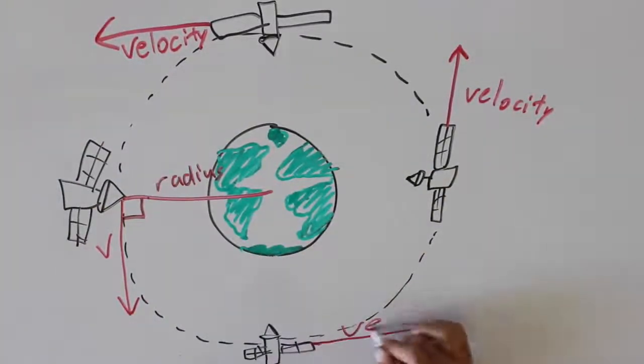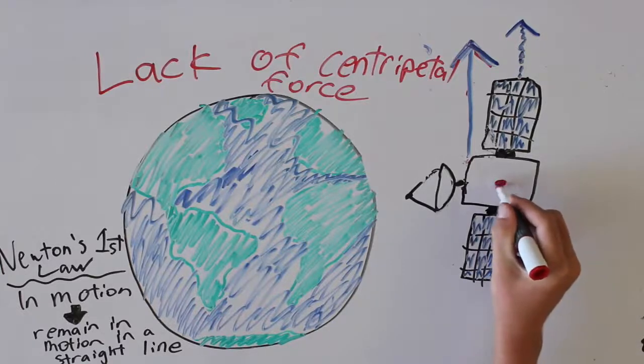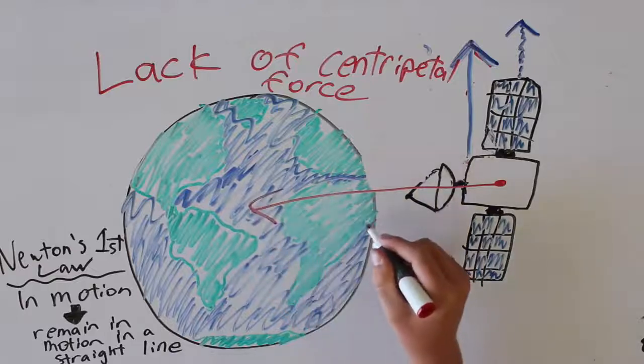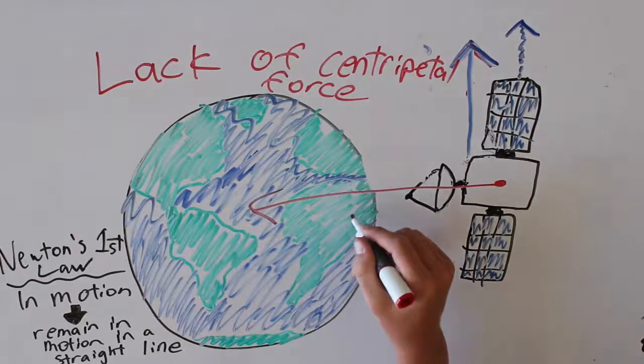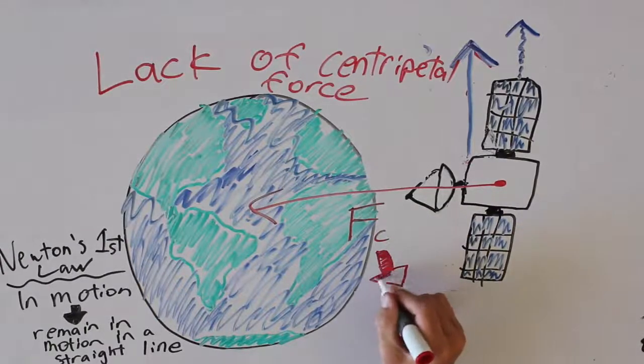The only reason the satellite, and any object in uniform circular motion for that matter, curves is because of the centripetal force, which in this case is gravity. The centripetal force causes what we call centripetal acceleration, which is what causes the satellite to move off its natural path and into a circle.